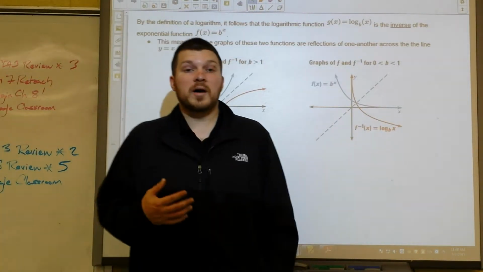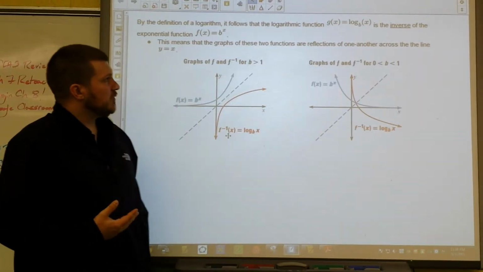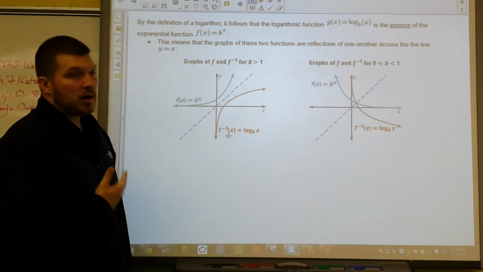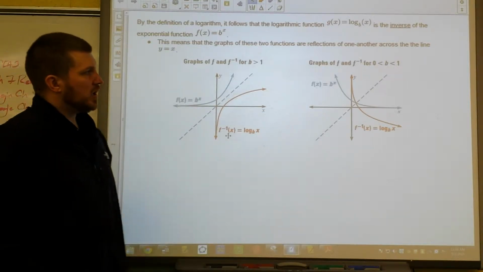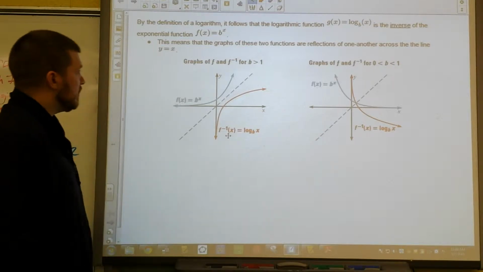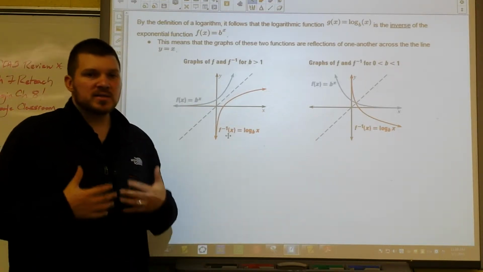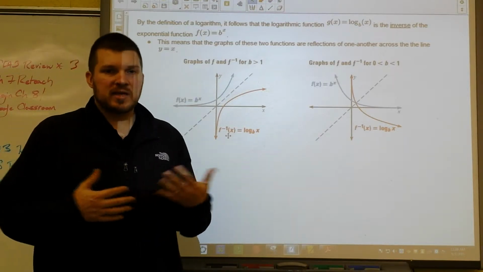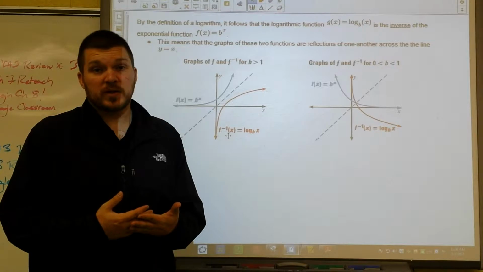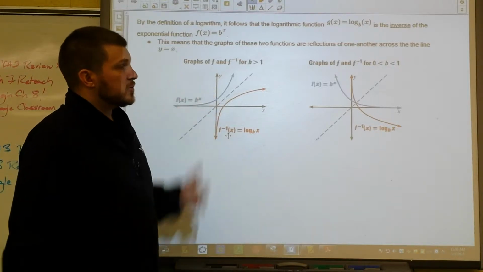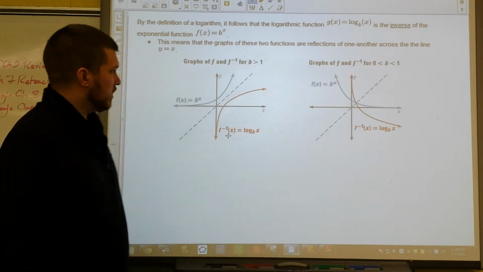In this video, we're talking about inverses of functions. By the definition of a logarithm, you should have seen by now, or at least guessed, that the function g of x equals log base b of x is the inverse of the exponential function f of x equals b to the x. What that means is exponentials and logs cancel each other out, which we've already seen in an earlier chapter when we were solving exponential and log equations. It works because the functions are inverses of each other.